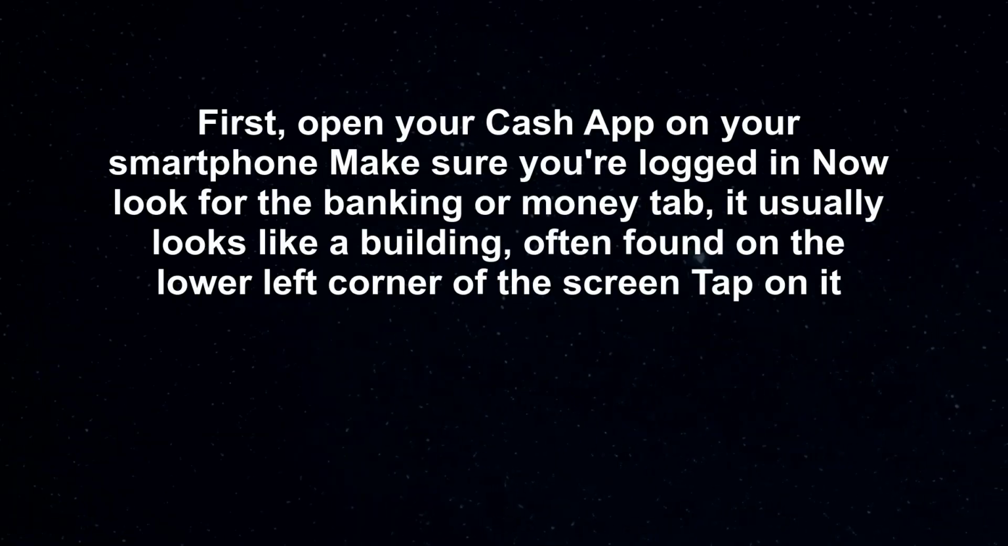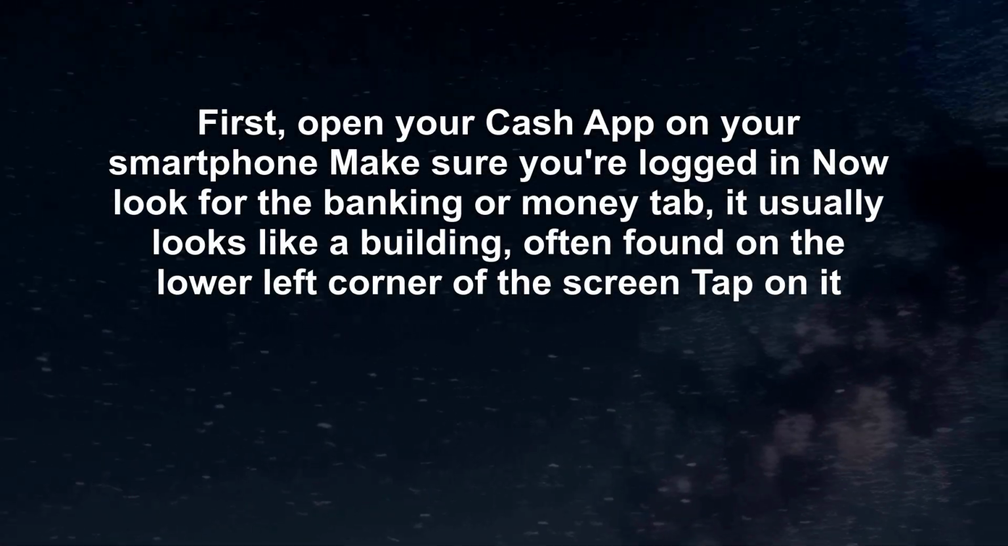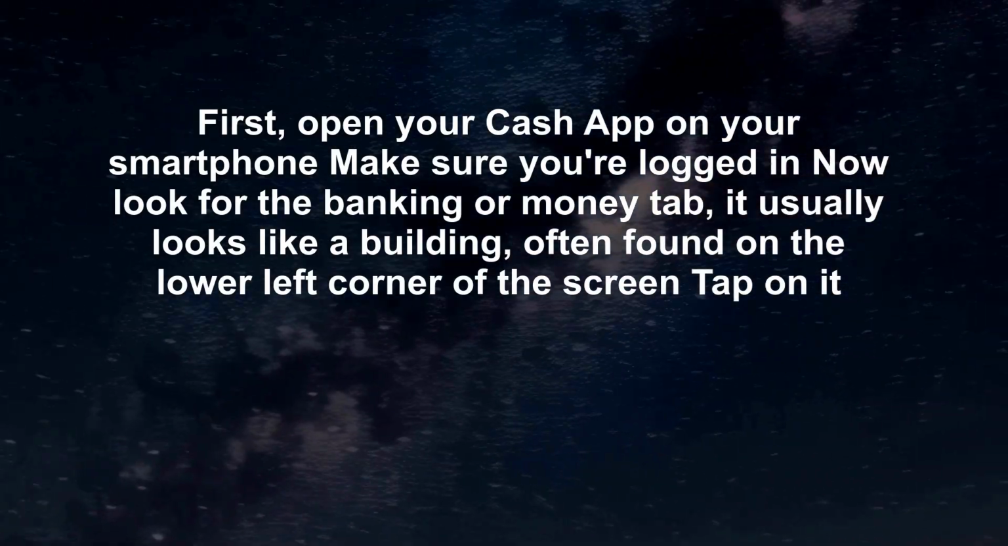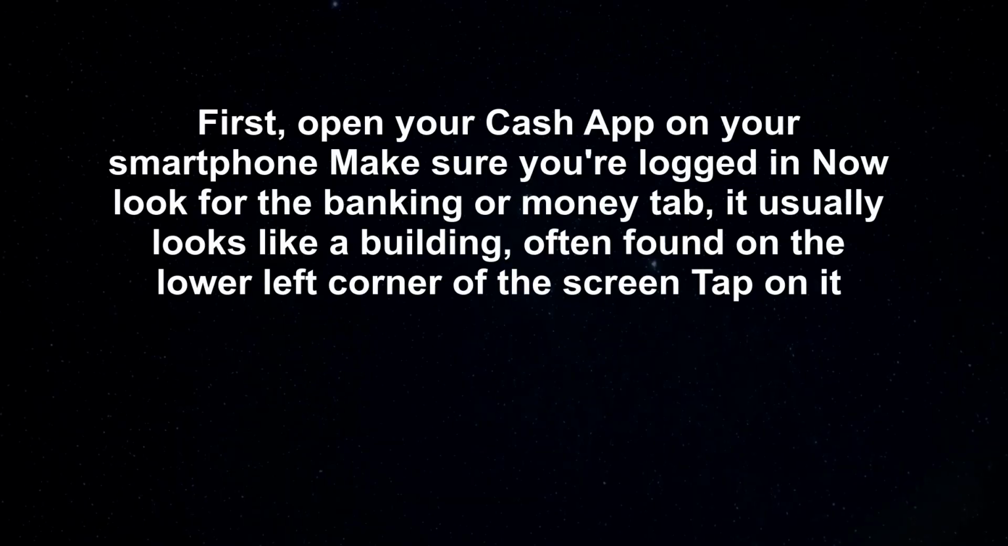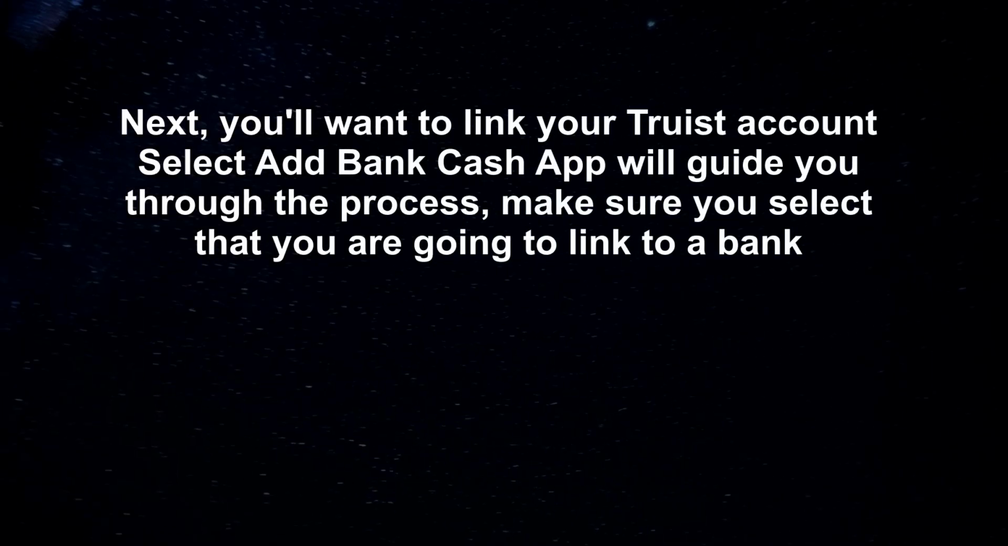First, open your Cash App on your smartphone. Make sure you're logged in. Now look for the Banking or Money tab. It usually looks like a building, often found on the lower left corner of the screen. Tap on it. Next, you'll want to link your Truist account.